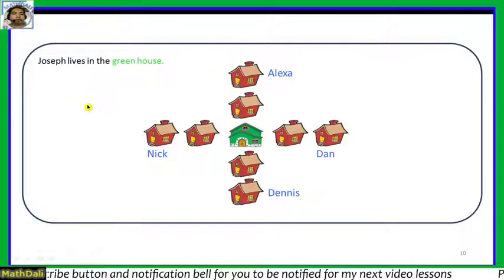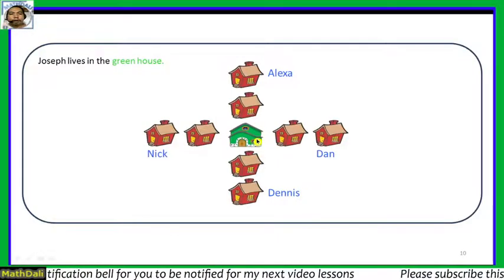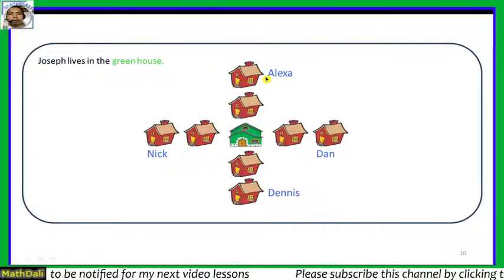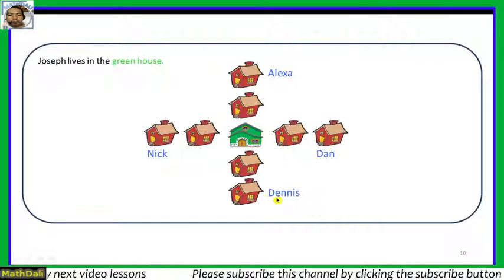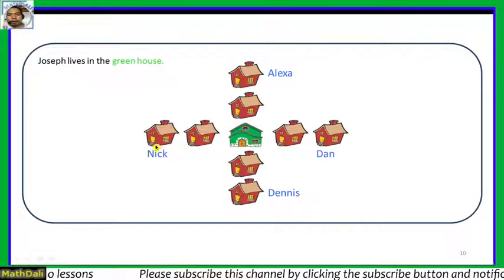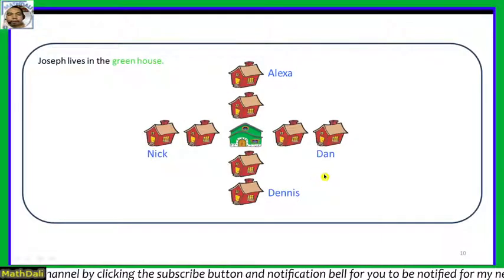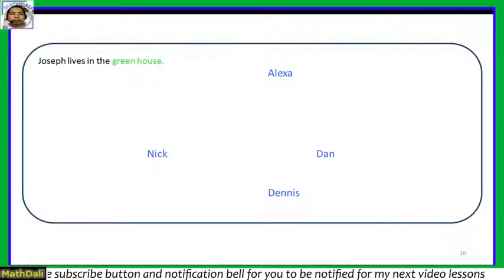Okay, so Joseph lives in this greenhouse. So, dito yung tahanan ni Joseph. Then, yung mga kaibigan niya, ito yung tahanan ni Alexa, tahanan ni Dan, tahanan ni Dennis, tahanan ni Nick. Tanong dito, gaano kalayo yung bahay ng kaibigan ni Joseph dun sa kanilang tahanan? So represent natin yan. Gagamit tayo ng mga coordinates.